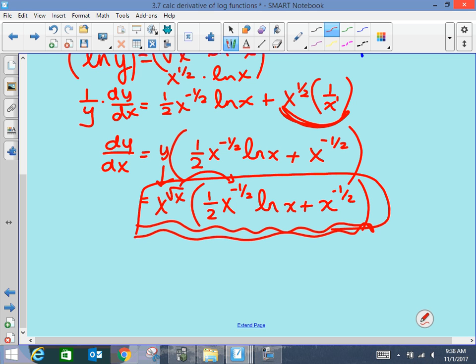Oh, no, just kidding. I didn't see that one. You could pull out x to the negative 1/2 out of this other piece if you like. Yeah, extra. I mean, it's not really any better. It's still factored.